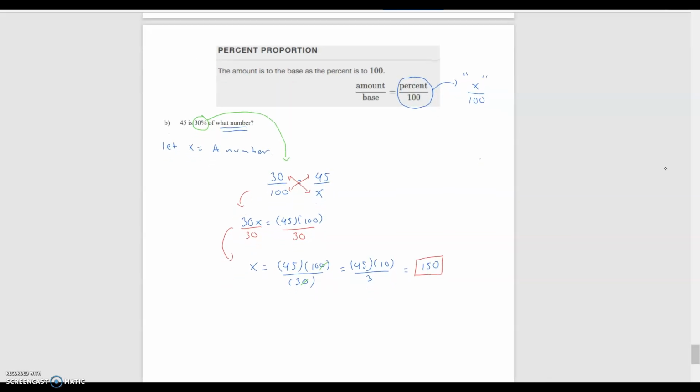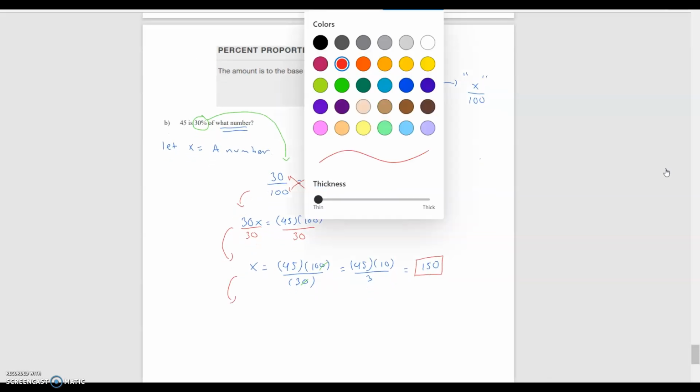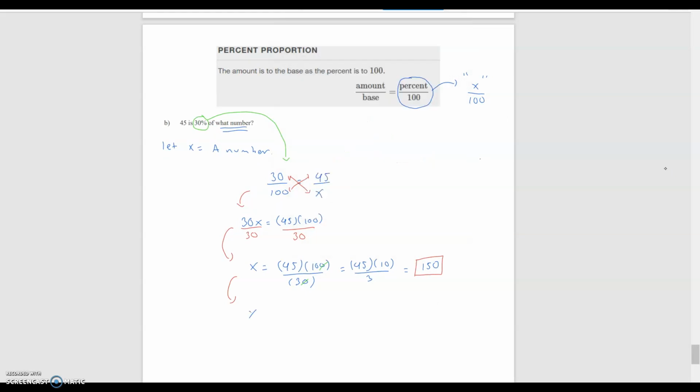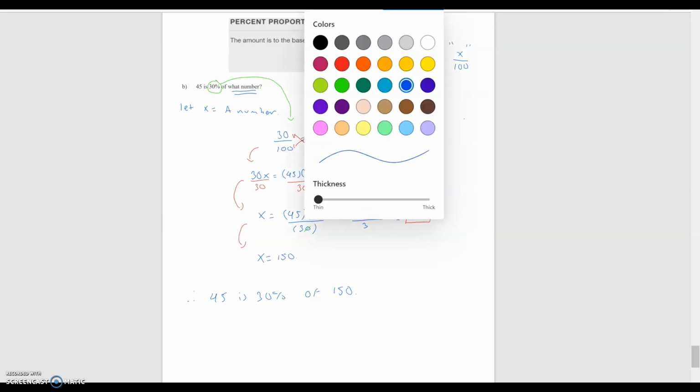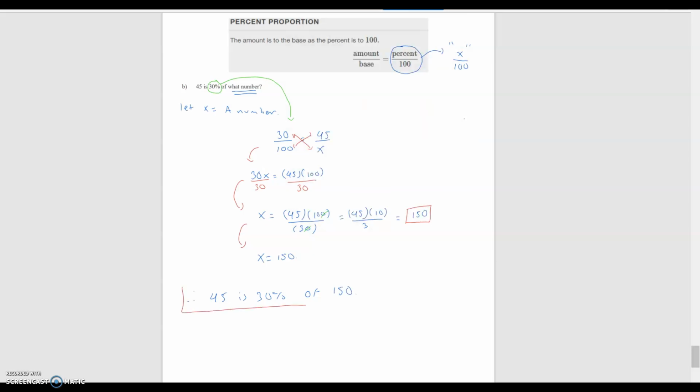So let me rewrite it. In this particular problem, we're looking at x is equal to 150. Let me write it as a sentence. And I'm just going to basically incorporate it into what's given here. So 45 is 30% of 150. That's going to be your sentence. And that's it for this problem.